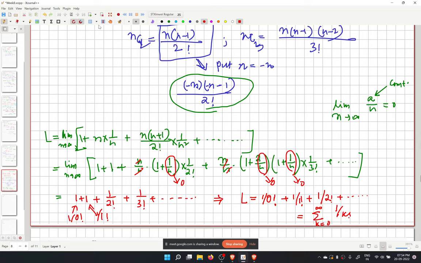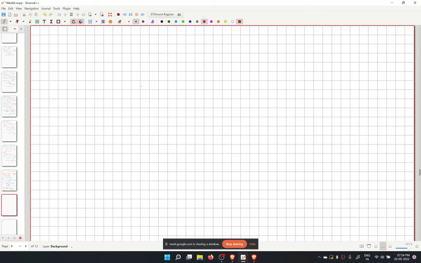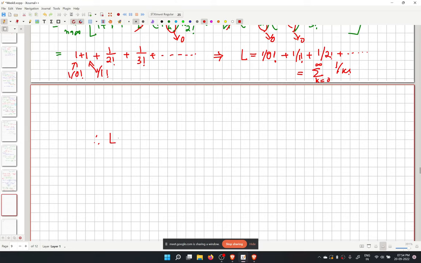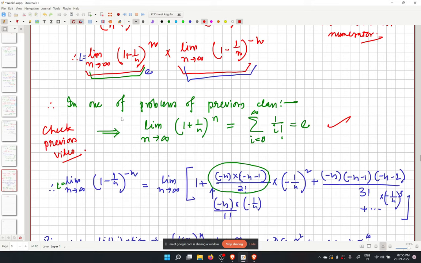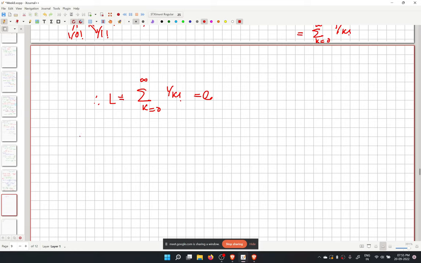So let me add another page here. So what we have here is L equal to the summation k from 0 to infinity 1 over k factorial. And again, we know this series converges to E. So here, from the previous class, we have seen that this term, let us call this L prime. The first term in this multiplication goes to E, and we have now proved the second term also goes to E. So we have that L prime is equal to E times E, which is E square.